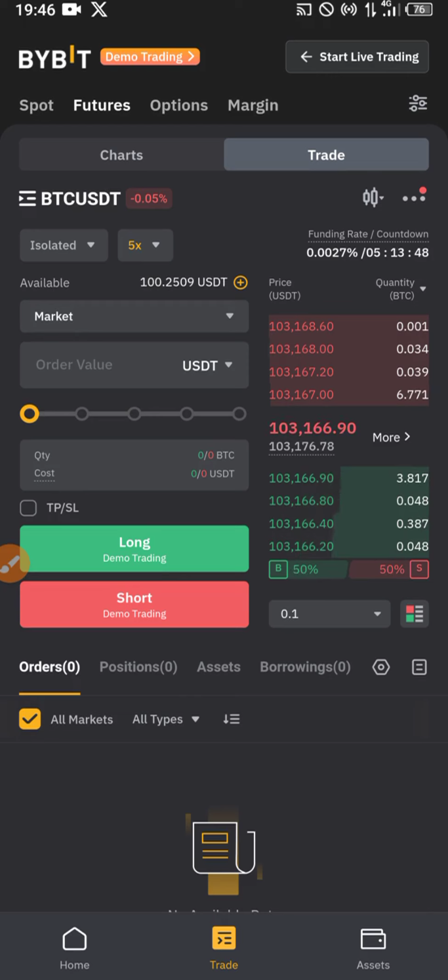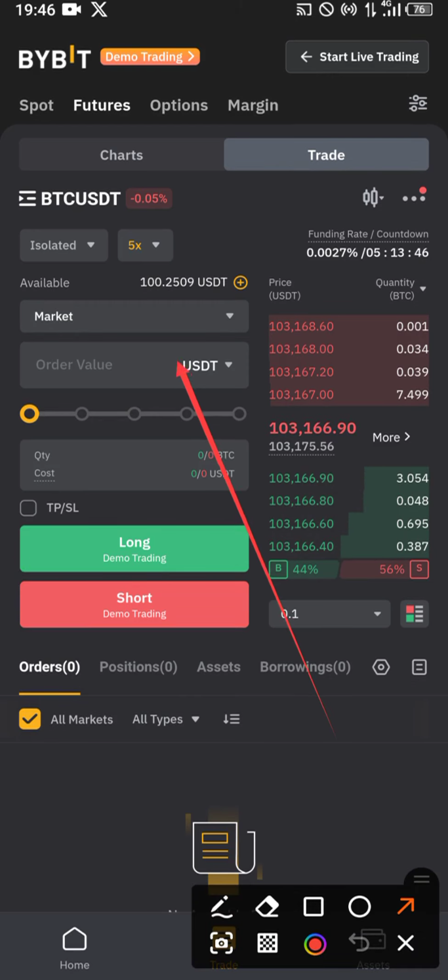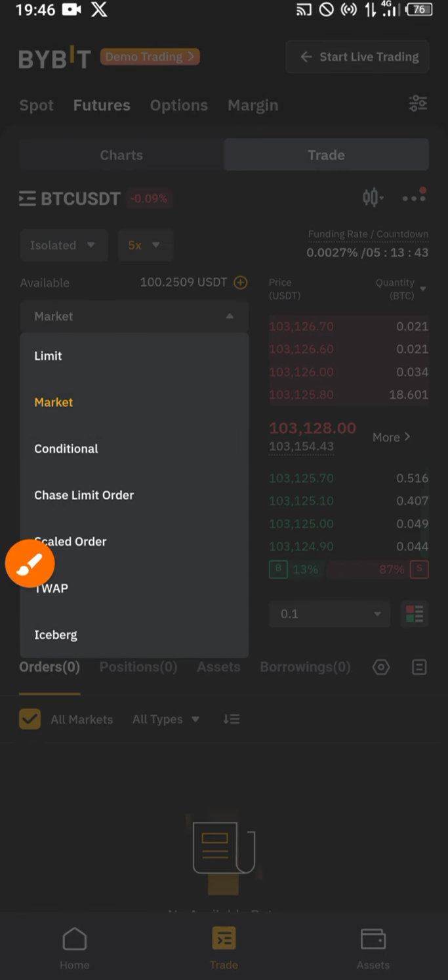What are order types? These are the order types. We click on that market drop down. We have limit, we have market, and we have conditional, right? That's the most important one you need to focus on. Limit, market, and conditional. That's the three main order types you need to know, right?